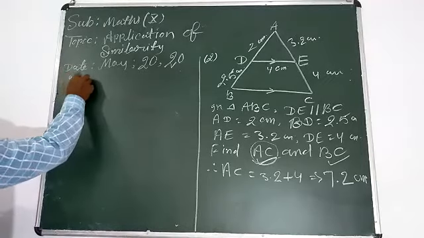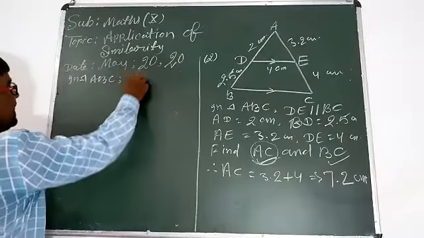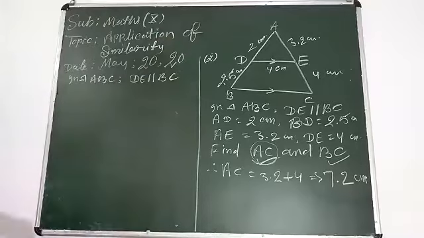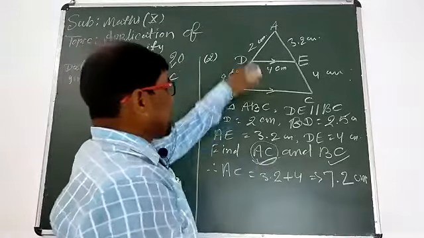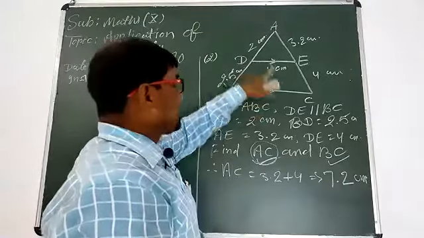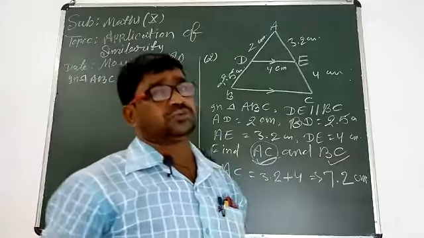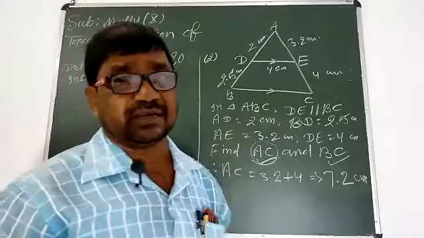In triangle ABC, DE is parallel to BC. In a triangle, one line inside the triangle intersects the other two sides and is parallel to one side of the given triangle.